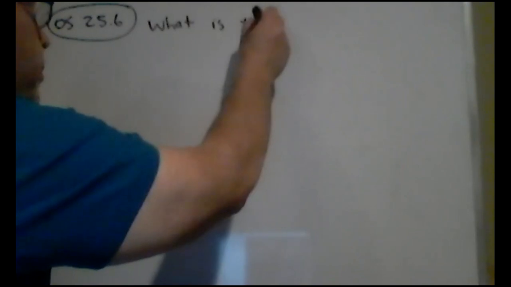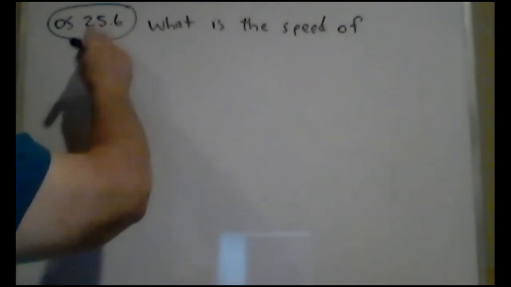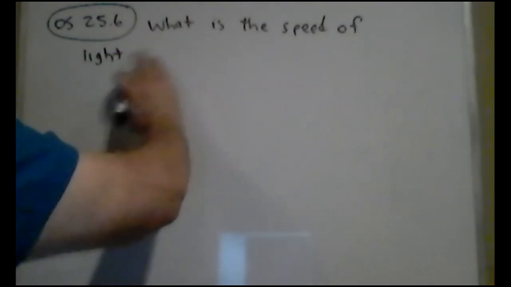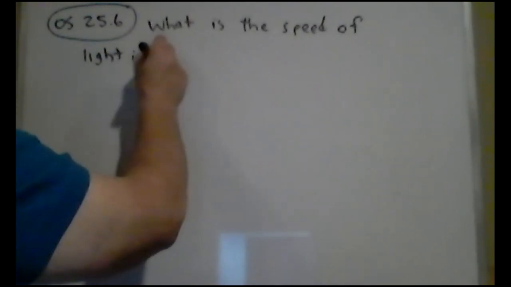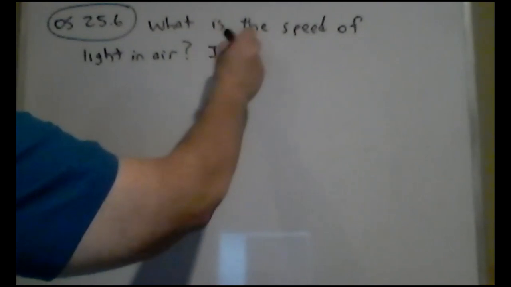Okay, OpenStax 25.6. This says, what is the speed of light in air, and in crown glass? Two parts of this problem.